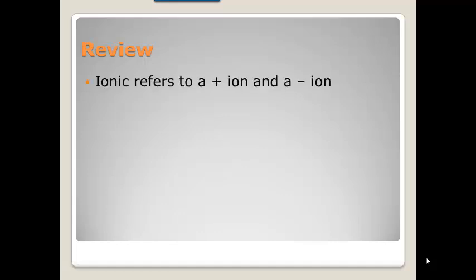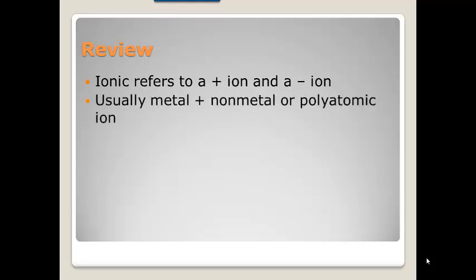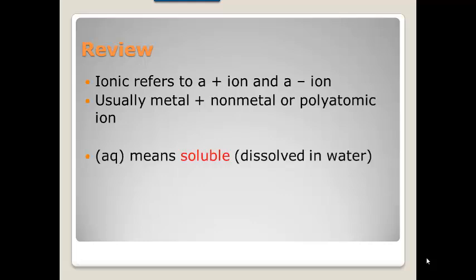Now let's start off with just some review. When you see an ionic compound, that refers to the fact that a positive ion and a negative ion are bonded with an ionic bond. Usually that is a metal and a nonmetal from the periodic table, or it's a metal and a polyatomic ion from your reference tables. Now when we have an ionic compound, we write the symbol aq beside it. That means it is soluble, or that it dissolves in water.